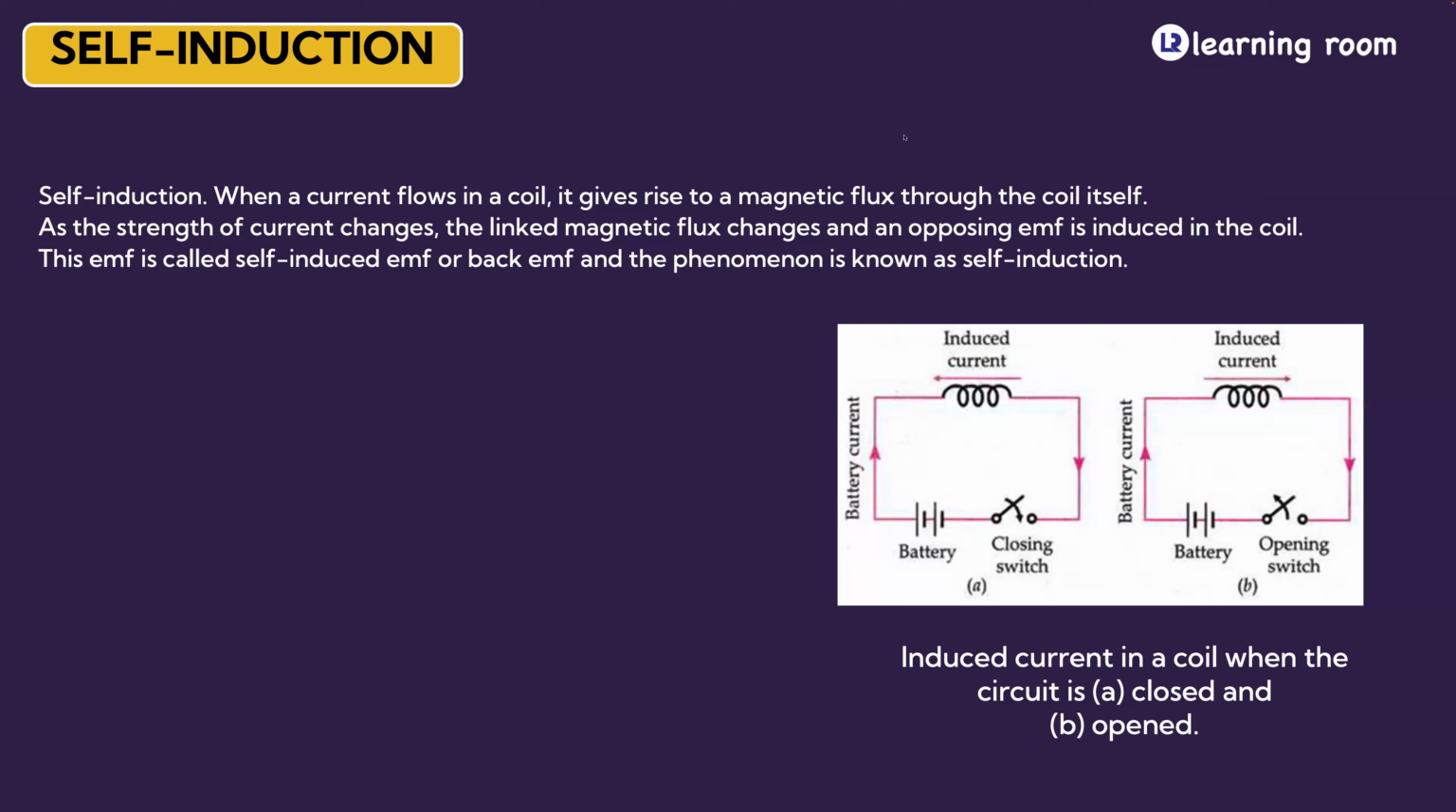So this kind of a process, where an EMF is induced in another coil due to the change in current, where an EMF is induced in a coil due to the change in the other coil, is what is called mutual induction. You can ask me, the topic that we are discussing is self-induction. Then what do we have to do with mutual induction?